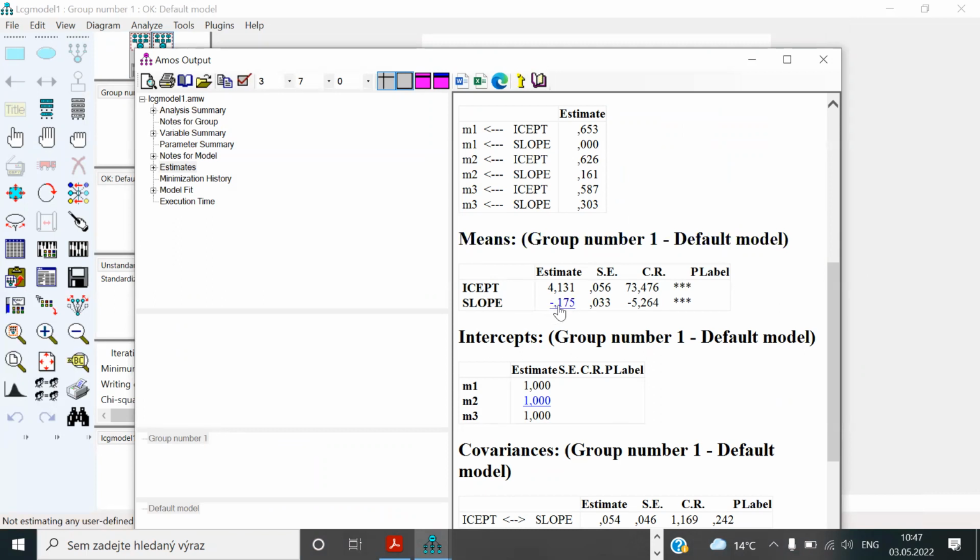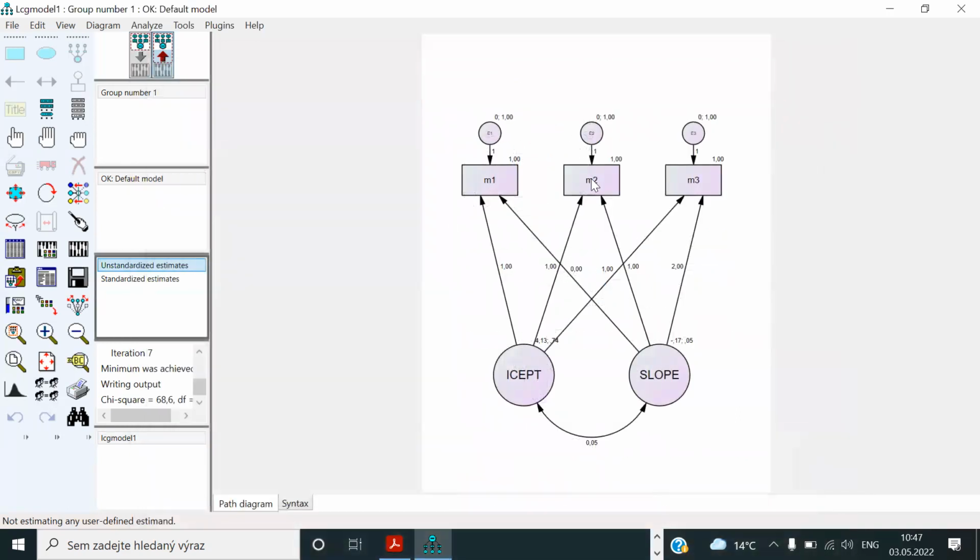If you go down here into estimates, you can see that the mean for slope is minus 0.175, which means that if you go from 7th to 8th, from 8th to 9th grade, your capabilities in mathematics are decreasing according to these results. You can also see very simply here that there is a positive correlation between intercept and slope, approximately 0.3, which is saying that if somebody is better at the beginning, he or she is increasing. But if somebody is at quite a low level at the beginning, maybe he or she could be decreasing. So that's also another important feature of this result.